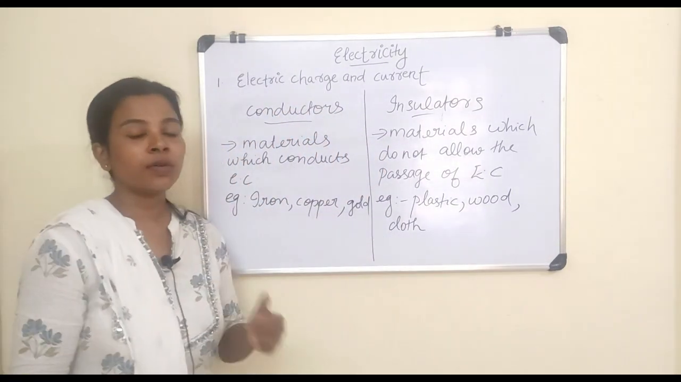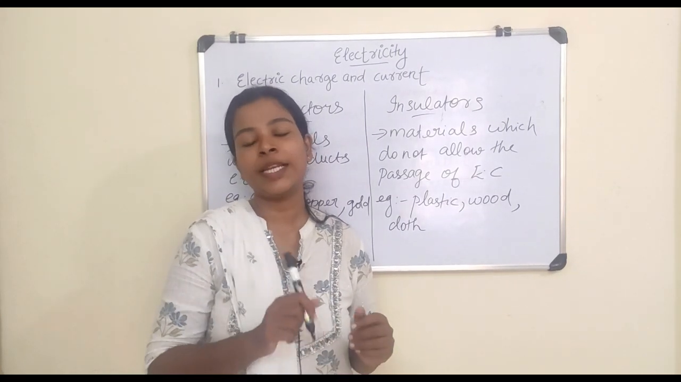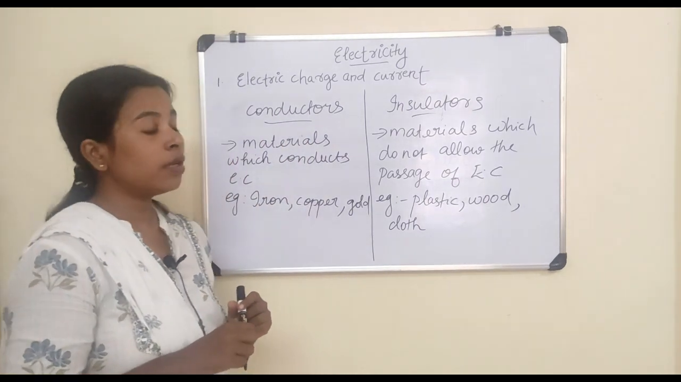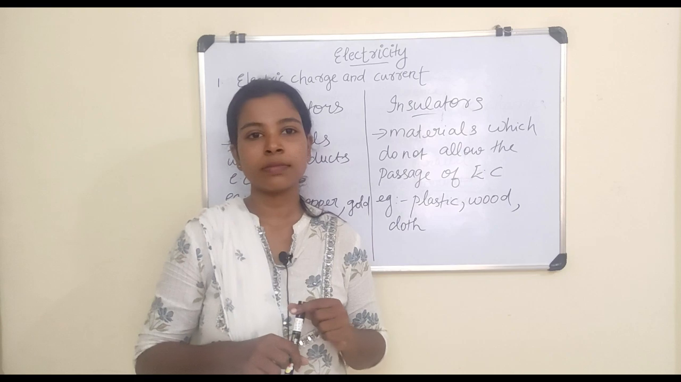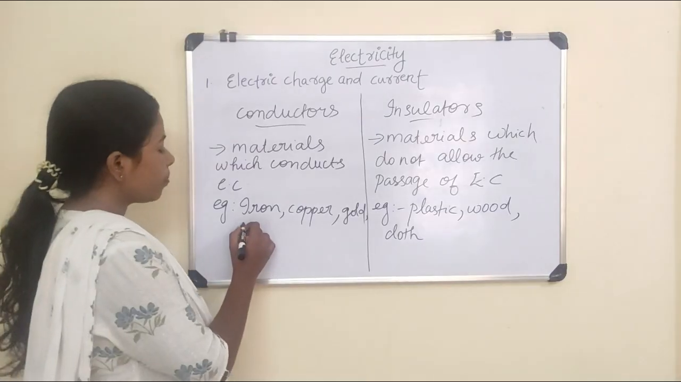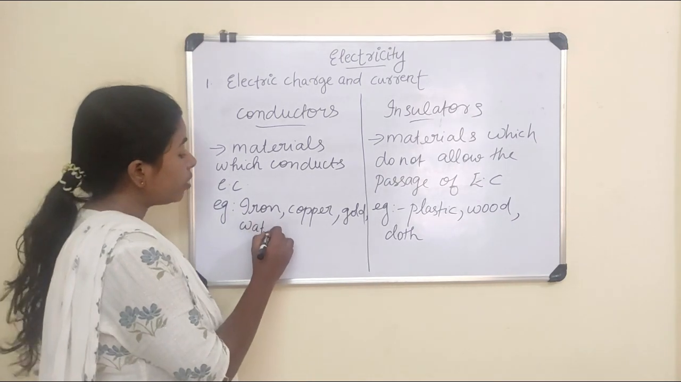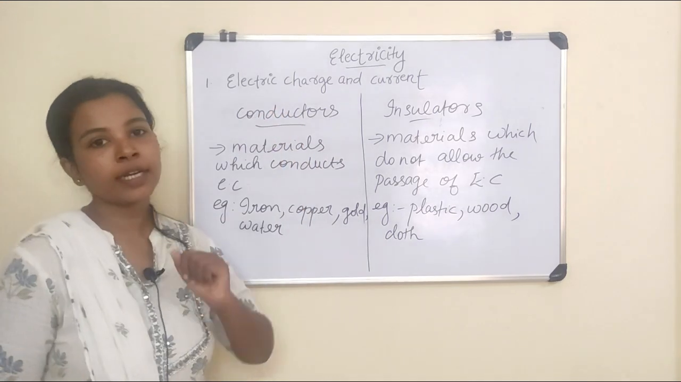Okay, now let me ask you a question. Is water a conductor or an insulator? Will water come under conductor or the insulator? Water comes under the conductor. Water is a very good conductor of electricity. So water comes under the category of conductors.